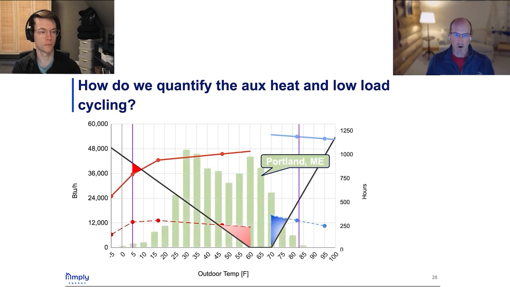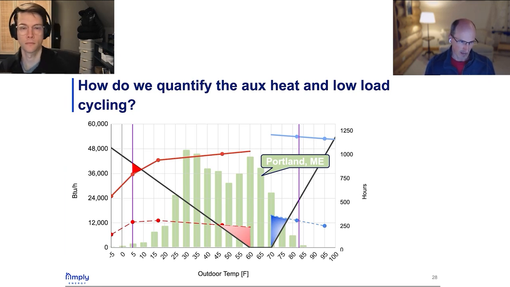But what's interesting, we can actually quantify exactly how many hours a year we're in these low load cycling or auxiliary heat regions if we overlay some additional data. So I'm showing a temperature bin graph overlaid on top of this chart we've been looking at for Portland, Maine. And what's fascinating is that if we look at the auxiliary heat side of the chart, there's dozens of hours of the year where we're colder than 0 or -5. As we get up closer to 10 degrees, which is where the auxiliary heat started to be needed, it bumps up a little bit, but it's relatively few hours.